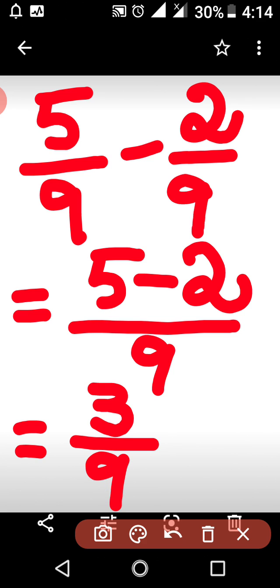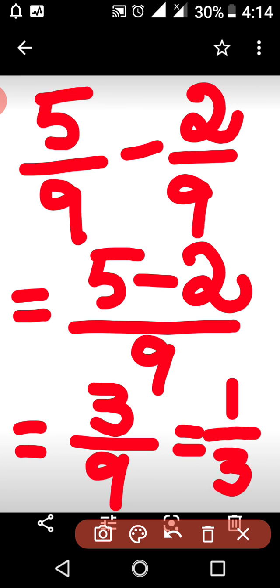Again here for the numerator and denominator we have common factor 3. So divide both numerator and denominator by 3. 3 ones are 3. 3 threes are 9. So 1 by 3 is now in the simplest form. Okay, let us take one more example.